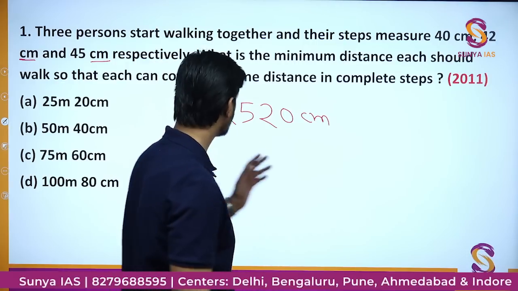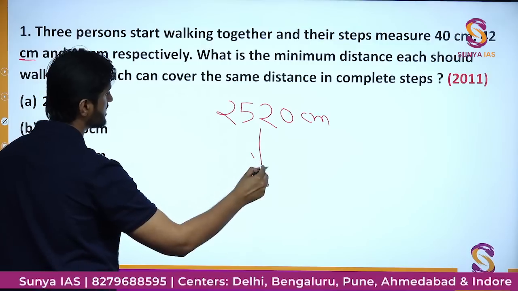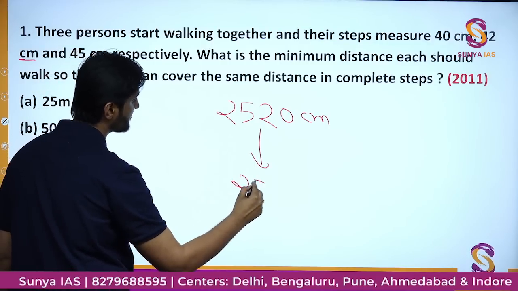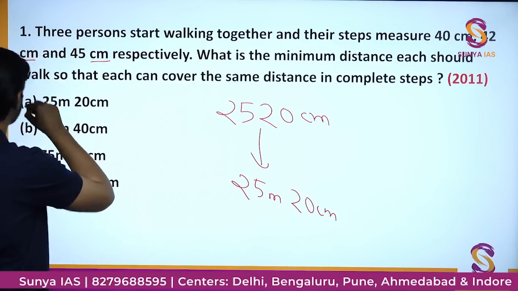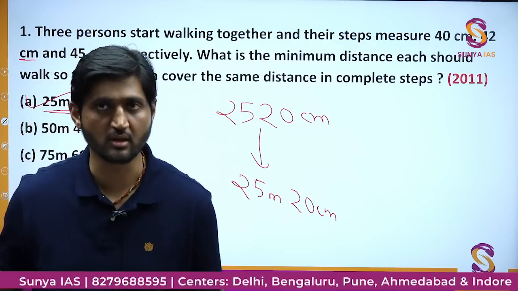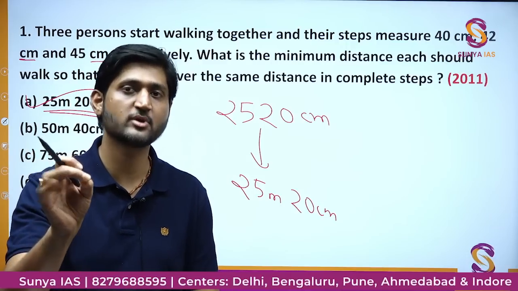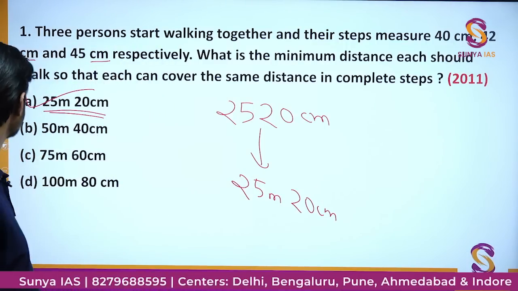So we just look at the options. Here we can see it is converting this into meter and centimeter. So divided by 100, it will become 25 meter and 20 centimeters. And that is option number A, which is going to be the correct answer in this case. This was an application based question of the topic of HCF and LCM. So we'll move on to see further such questions.